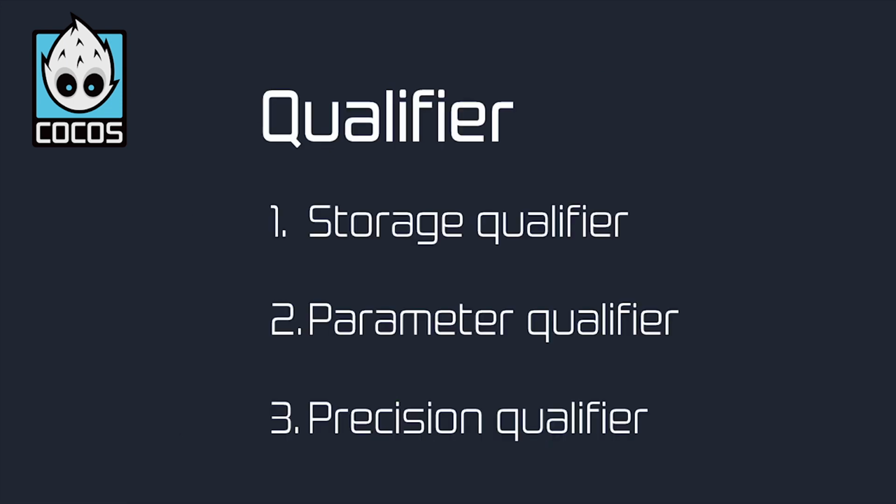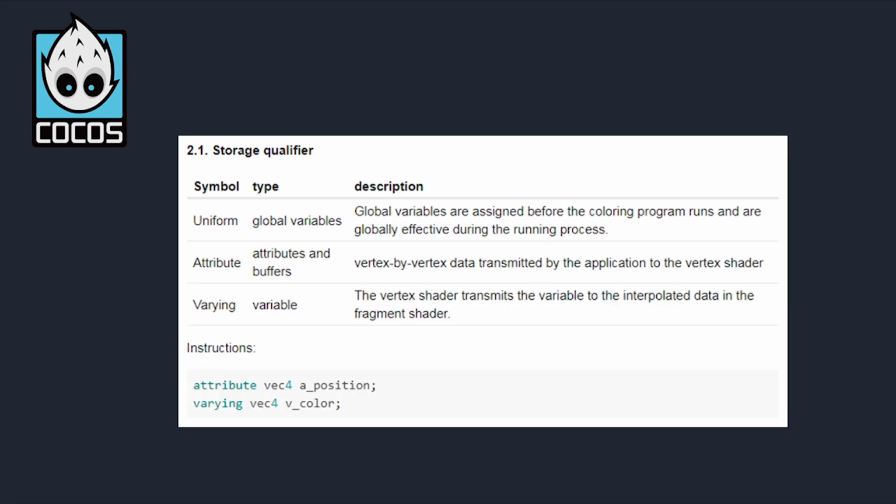Let's take a look at the qualifier. Qualifiers are divided into storage qualifiers, parameter qualifiers, and precision qualifiers. Let's take a look at the storage qualifier. Storage qualifiers are divided into 3 items. Uniform global variables are assigned values before the shader, and they are globally running. Attribute, as seen before, is data transferred by the application to the vertex shader, including vertex position, vertex color, and other things declared through the attribute.